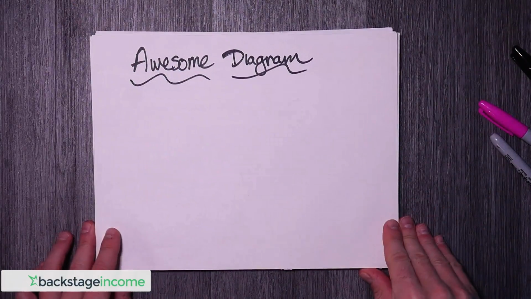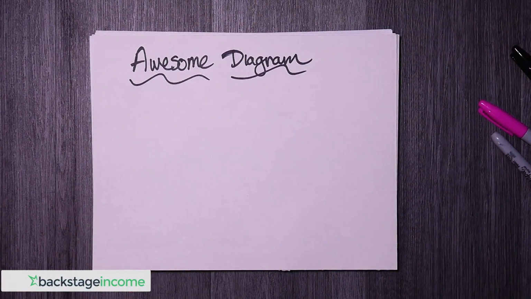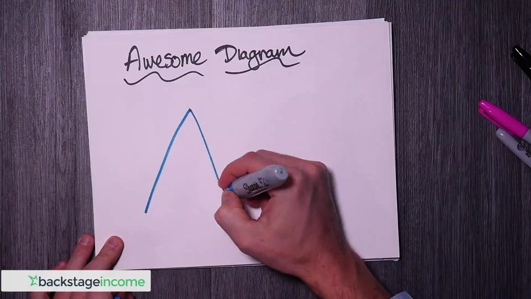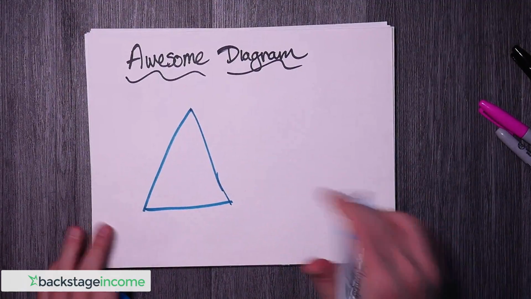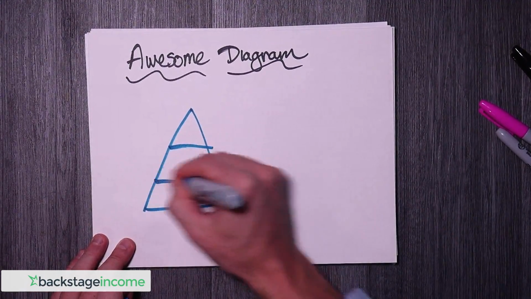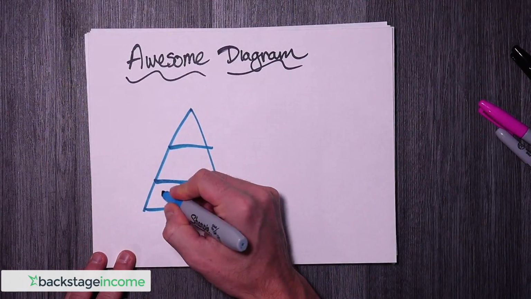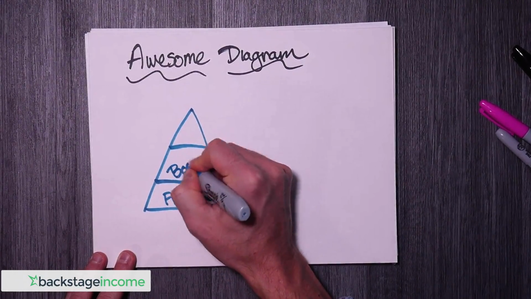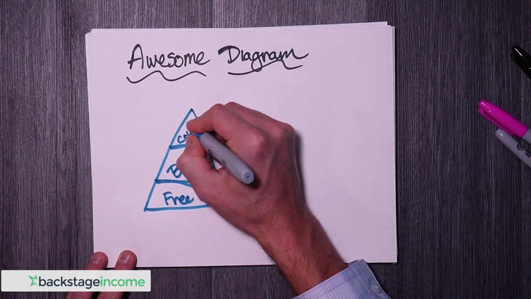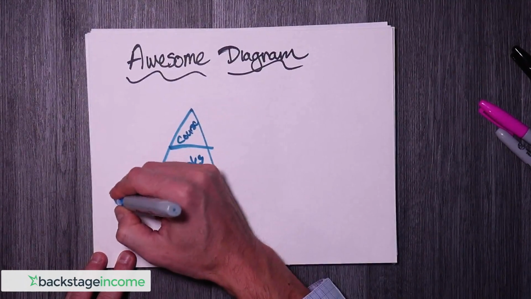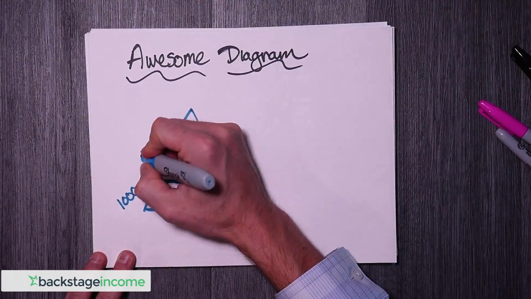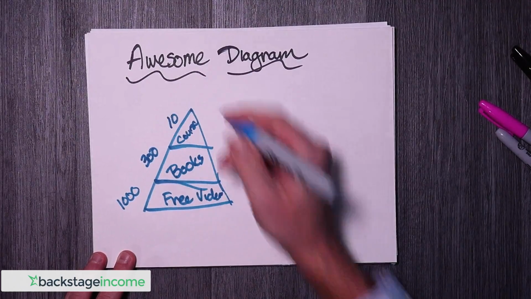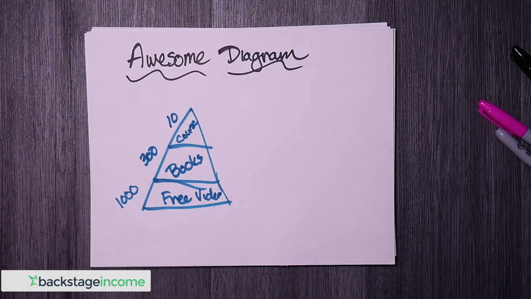So if I need to do a diagram, so here's my, let's say, awesome diagram, and I have to create something. Well, if I need to create, let's say, a triangle diagram, look how fast I can just draw this and break it apart into three sections. And, let's say, here's my free videos, here's my books, here's my courses, so you might have, let's say, 1,000 people that go to watch your free videos, 300 people buy your books, and maybe 10 people buy your courses. So I can explain this very quickly, and I can draw it very quickly.